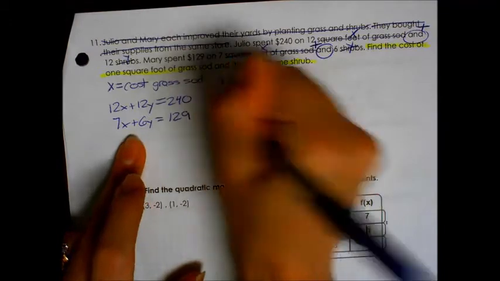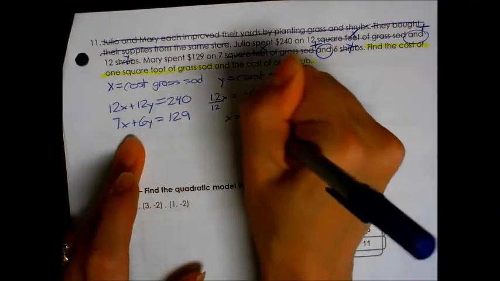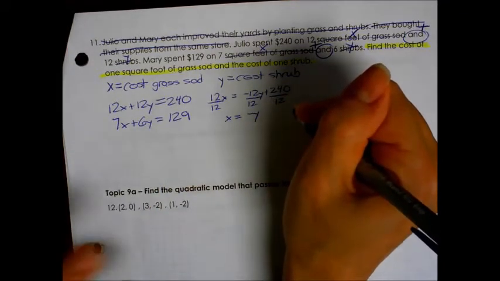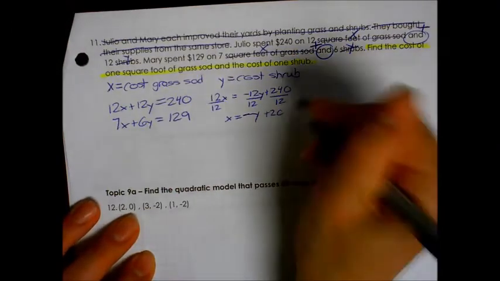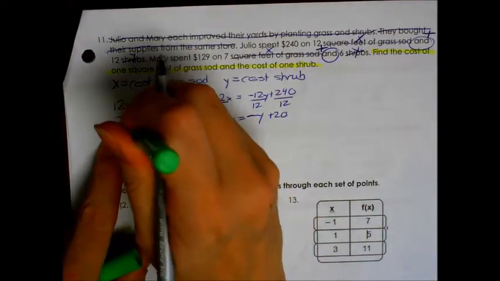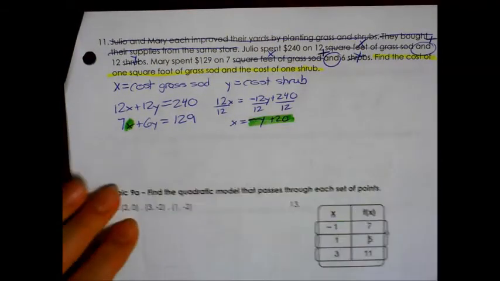And then we're going to divide everything by 12. And that gives me x equals negative y. And then 240 divided by 12 gives me 20, plus 20. And this is a negative here. So now I can substitute that into my other equation. So this is an x here, and we know x equals negative y plus 20.